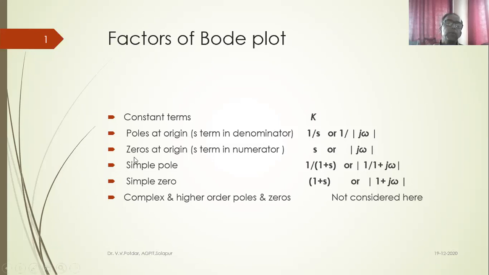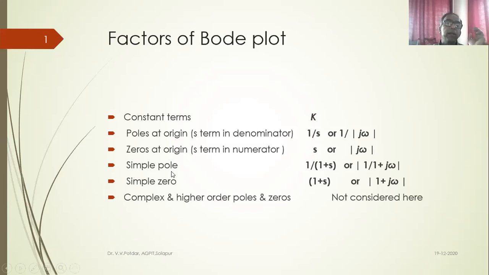Similarly, Bode plot for zeros at the origin, right? When I have got S term in the numerator or S to the power n term in the numerator. So I'll have single zero at origin. I will have double zero if I got S square term. If I got S to the power n term, I'll be having n zeros at origin, right?